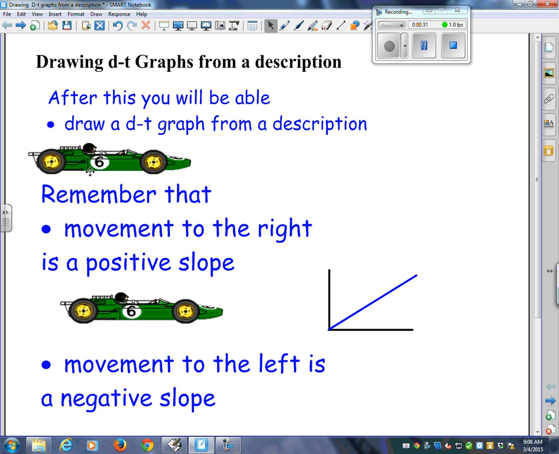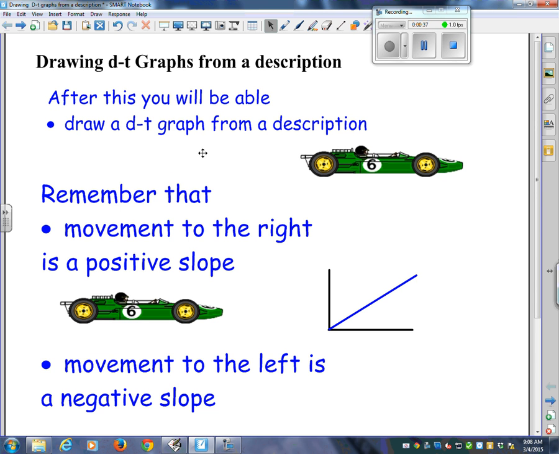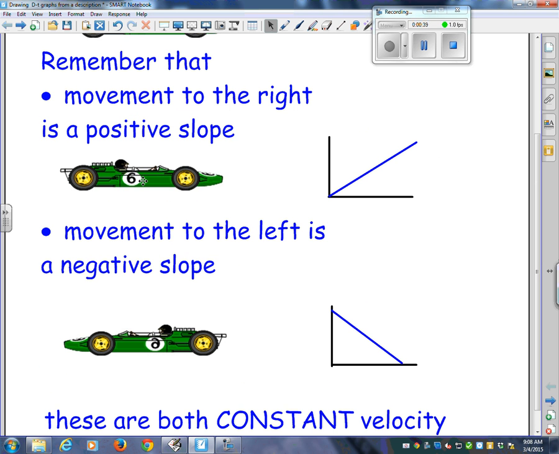Movement to the right is a positive slope, right? Oh no, hang on, that's not the one that's supposed to be moving. This is the one. Movement to the right is a positive slope. Do you guys have that picture right there? What do you guys have? Oh yeah, okay. So draw the picture, right? When the car is moving to the right, it's a positive slope, sloping up and to the right. And of course, movement to the left would be a negative slope.